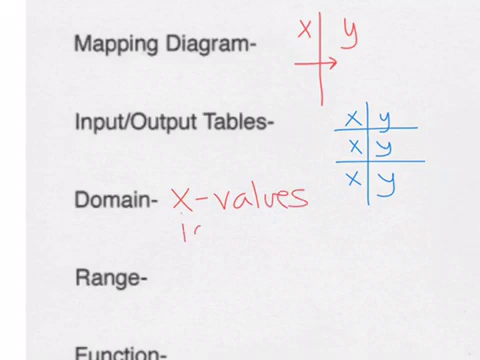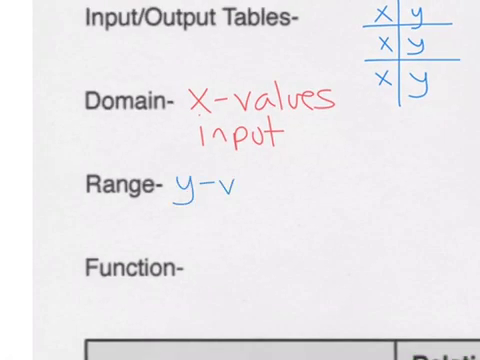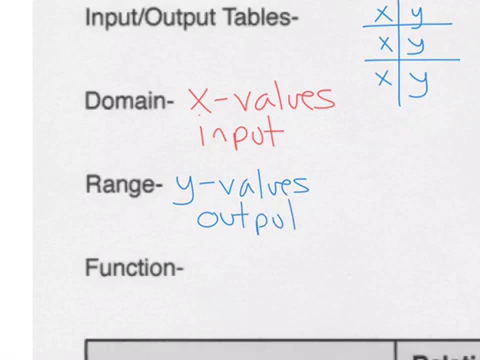That's all the x values. It's also referred to as the input values. It's the first number in the ordered pair. So now that you know domain, what's the range? Y. Oh, you're so smart. Yes, it is. Y values, also known as the output values.